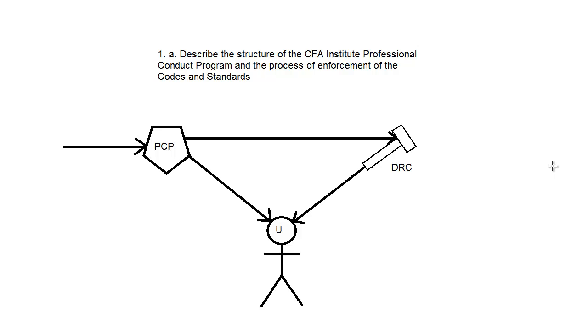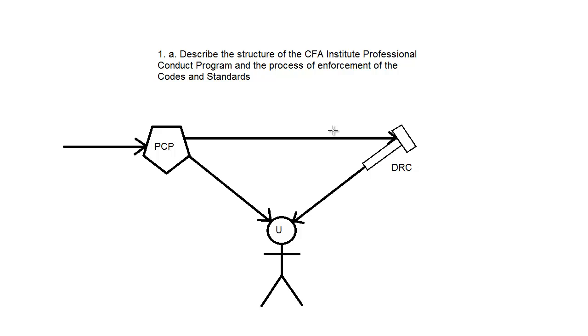In the last video I covered the main parties involved in the enforcement of the CFA Institute Codes and Standards. Those were the Professional Conduct Program, the police officers of the Institute, and the Disciplinary Review Committee, the judges of the CFA Institute. In this video I'll be covering the actual process of enforcement step by step. And in the next video I'll be concluding by covering the sanctions that can be imposed if you are found to have breached your ethical obligations.